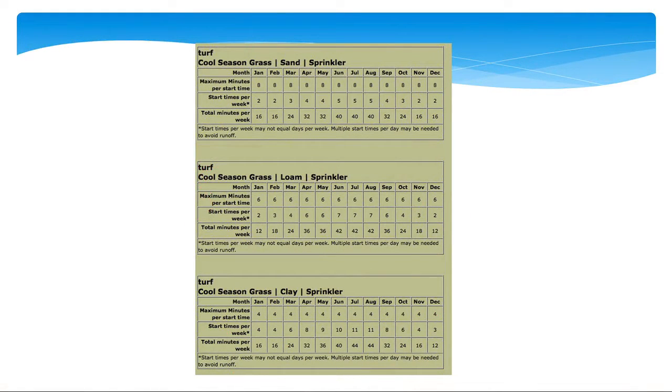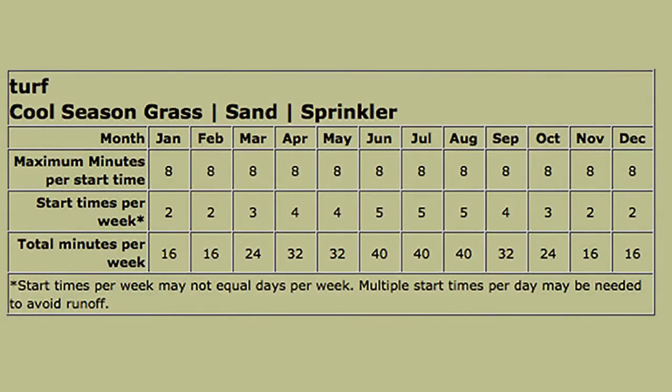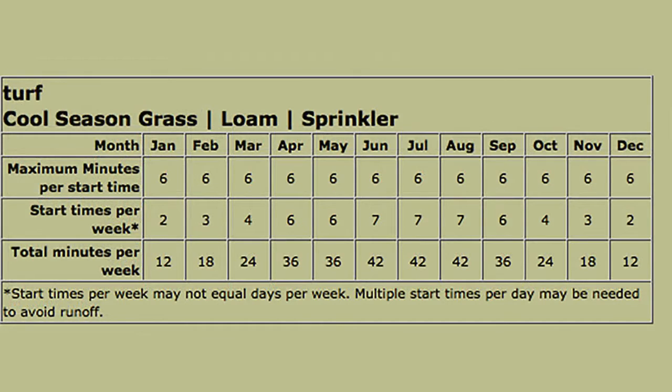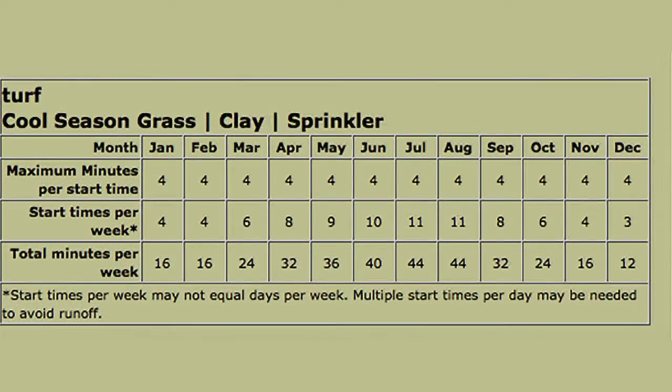So anyway, there's a website called BeWaterWise, and it has what's referred to as an irrigation calculator on it that's kind of fun to play with. I ran through it using the same zip code, the same type of crop, a cool season grass, and the same type of sprinkler. The only thing I changed was the soil, from sand to loam to a clay type soil. And what it told me is that the maximum minutes per start time on a sandy soil is 8 minutes. In other words, you should not run any more than 8 minutes on that type of soil. If you have loamy soil, no more than 6 minutes. Clay soil, no more than 4 minutes.